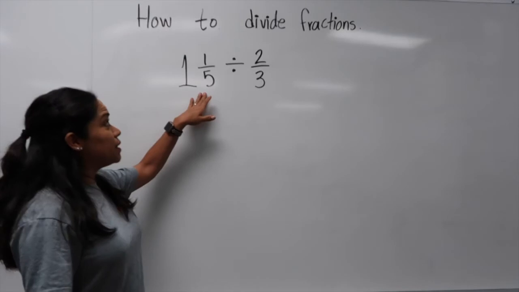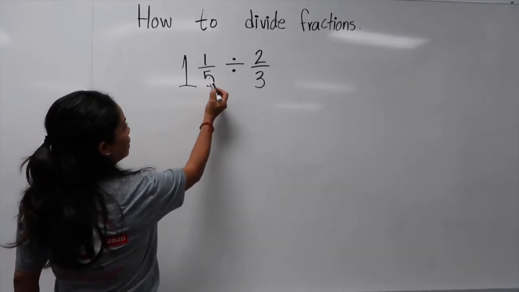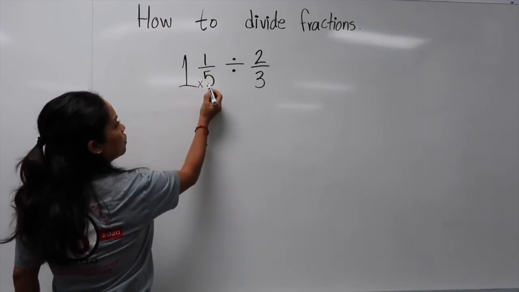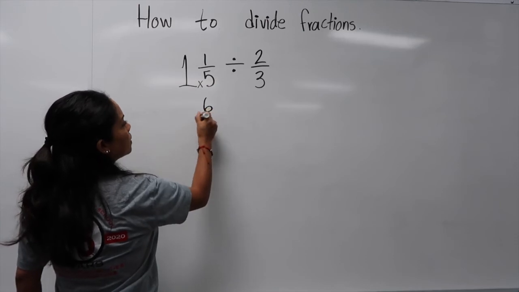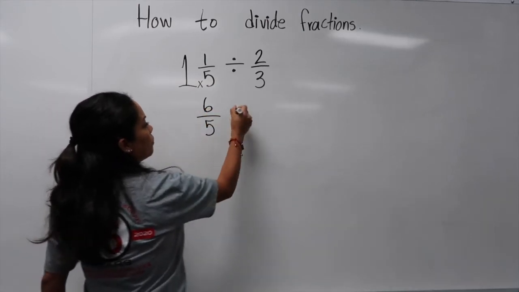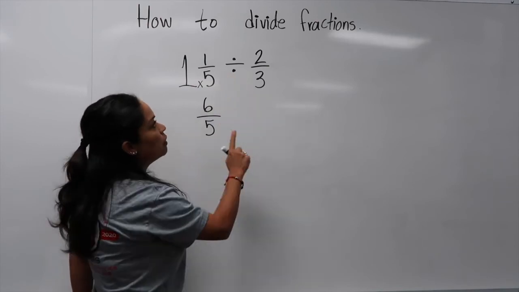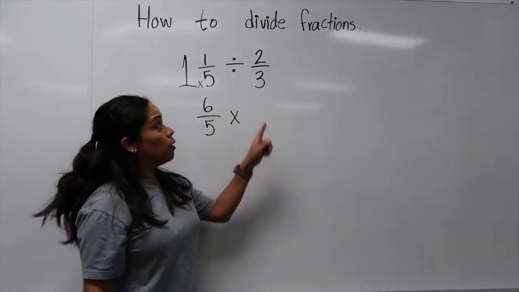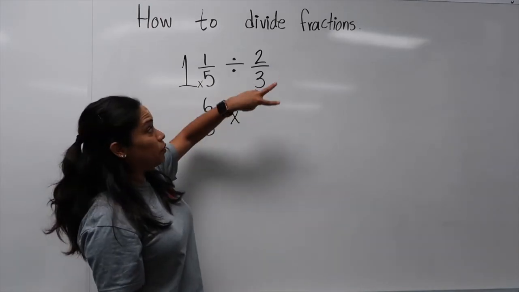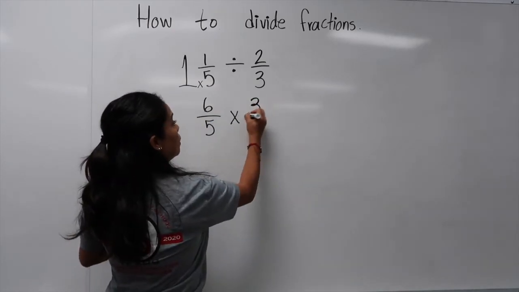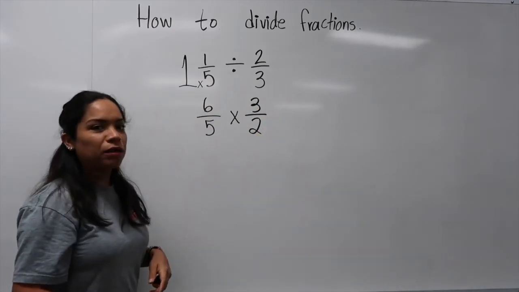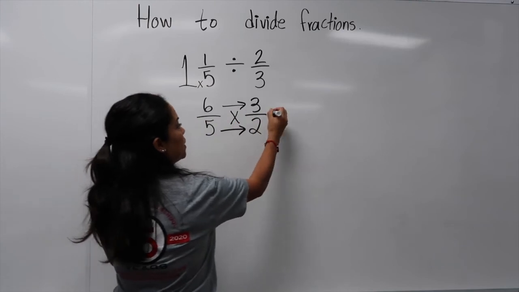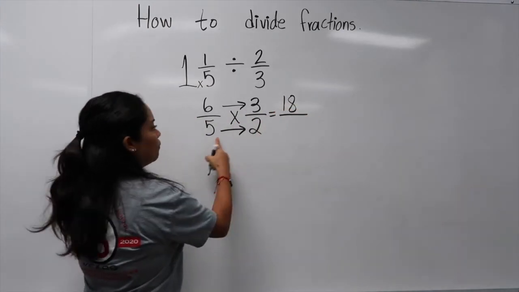Here we have a mixed number. We're going to multiply the denominator times the whole number. To the product, we're going to add the numerator. So 5 times 1 is 5, plus 1 is 6. Keep the same denominator. We're going to change our symbol from division to multiplication, and we're going to find the reciprocal of our second fraction. So we're going to flip the numerator and denominator, and now we can multiply straight across. 6 times 3 is 18, and 5 times 2 is 10.